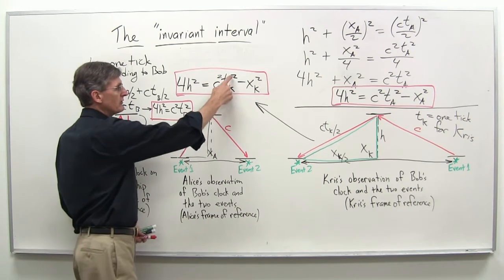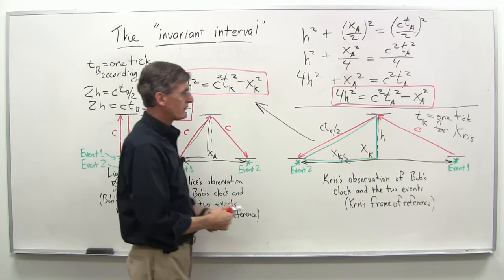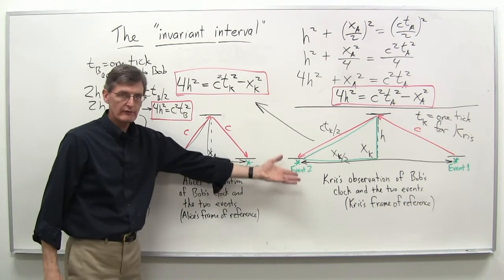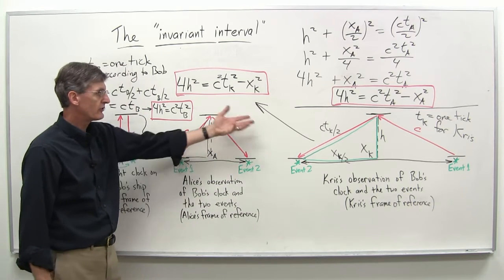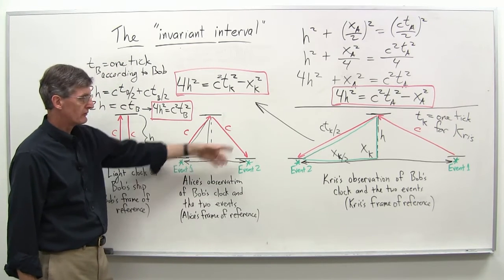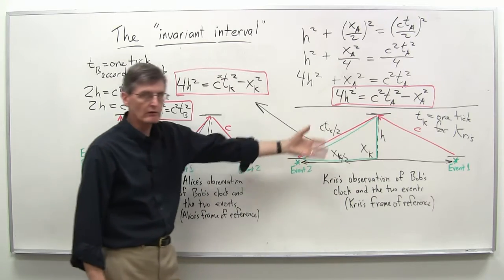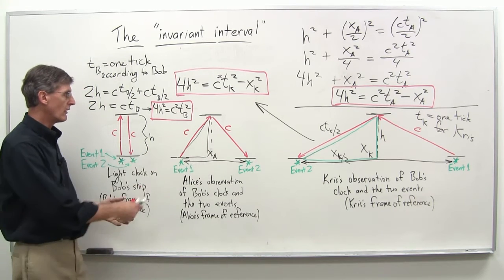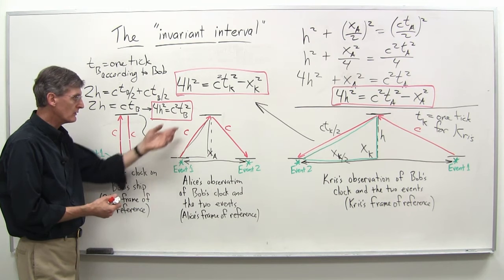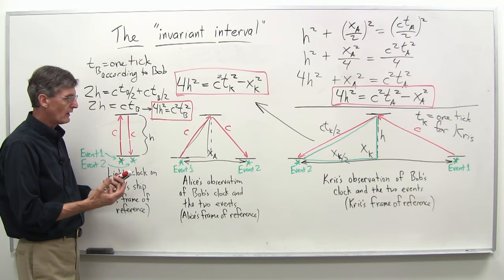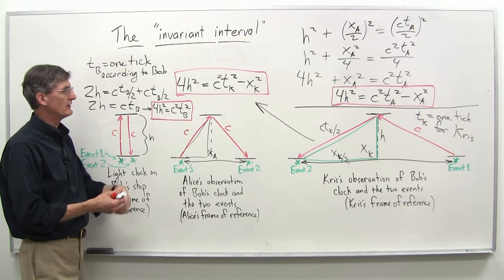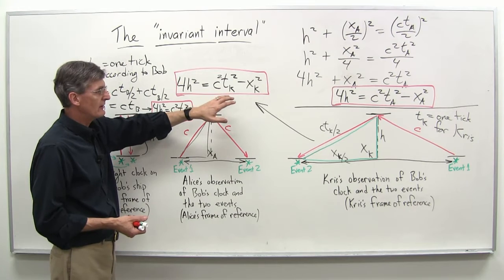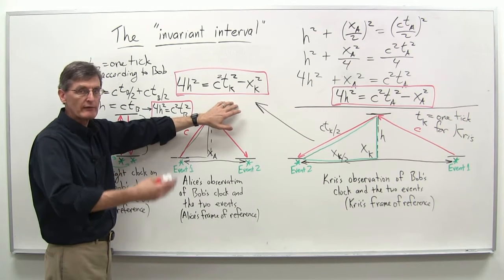It means c squared t sub k squared minus xk squared is the same as c squared ta squared minus xa squared, even though xa clearly is very different from xk, and t sub k is very different from t sub a, because t sub k is 1 tick for Chris. Clearly it's longer than Alice's tick, ta being 1 tick for Alice, which is clearly longer than 1 tick for Bob here, tb there. Yet this quantity, and it's known as the invariant interval, is invariant from one frame of reference to another frame of reference.